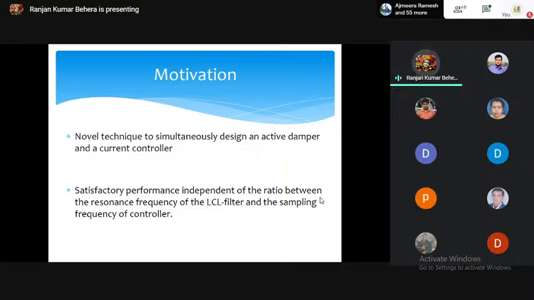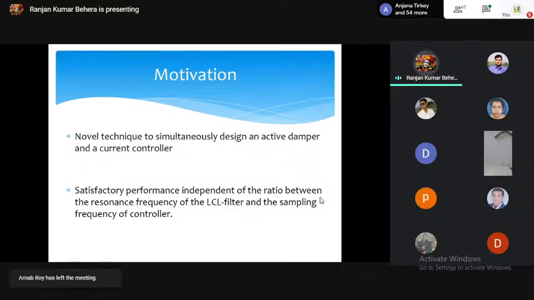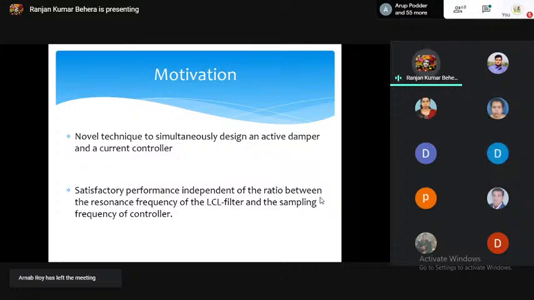So what is the motivation? The motivation is a novel technique to simultaneously design an active damper and a current control, both. For example, you are sitting on one rail, and on the other rail your friend is sitting. So when you are moving, you see that both of you are doing activities simultaneously. What is the advantage of simultaneous?